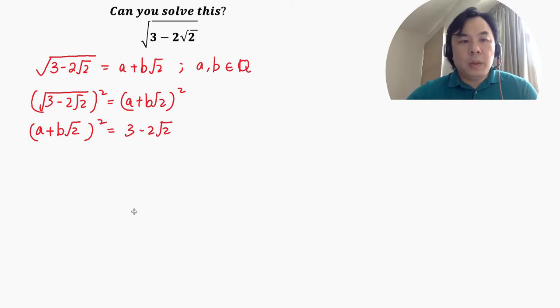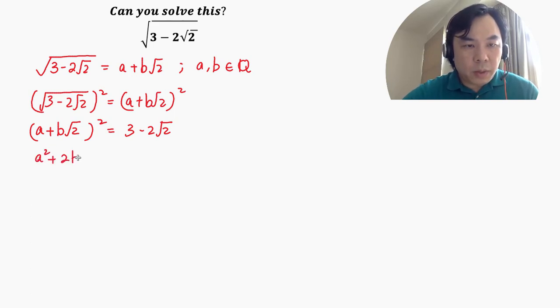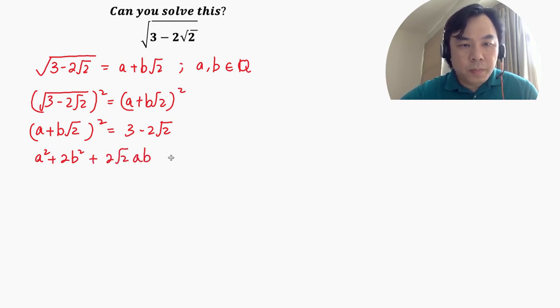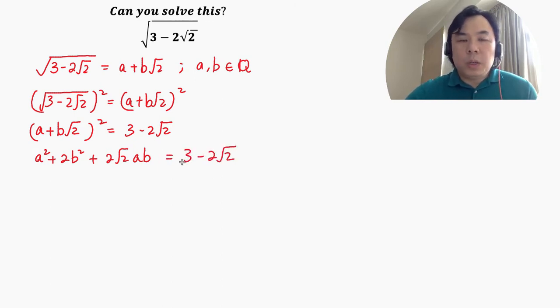Now there you have it. From here, we can expand this. After I expand this, I will end up with this one here. Now I try to group them according to the numbers that do not have any surd. So here I have one group that consists of real numbers, and the other group that consists of a surd. By comparison of the surd, I notice that my AB is actually equal to -1.